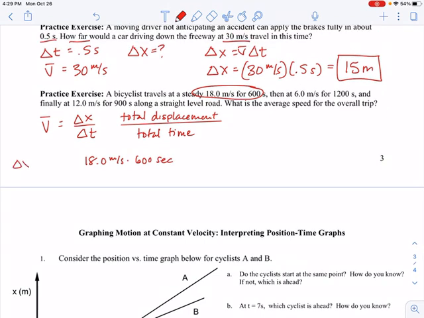Again, I'm using delta x equals v bar delta t. I'm plugging in v bar and I'm plugging in delta t. And 18 times 600 is 10,800 meters. Okay, so that's how far he goes in the first chunk. Then I'm going to do the next chunk. So I've got 6 meters per second for 1,200 seconds.